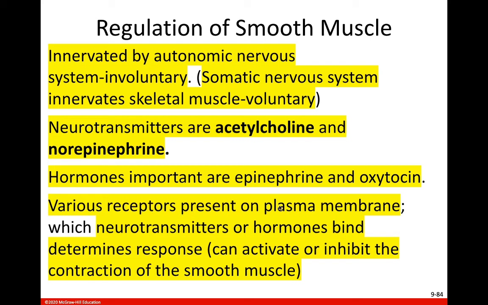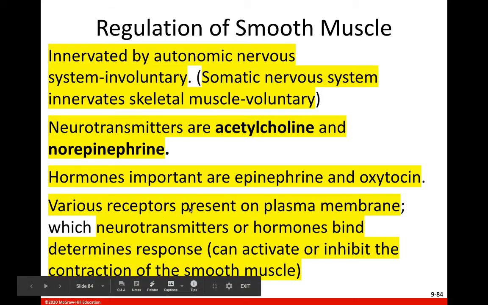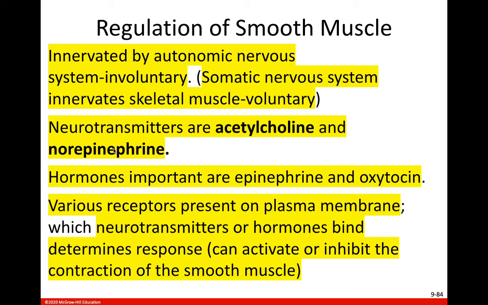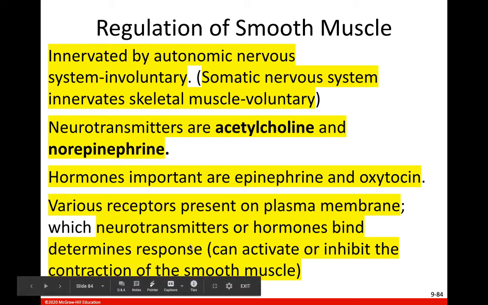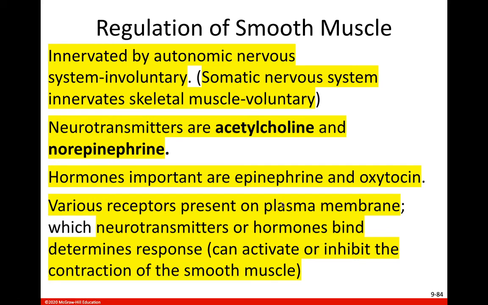There are various receptors on the sarcolemma, the plasma membrane of smooth muscle cells, depending on which neurotransmitter or hormone is binding. We have receptors for epinephrine, oxytocin, acetylcholine, and norepinephrine. We have receptors for all of those in the sarcolemma of our smooth muscle cells. So what response the smooth muscle gives depends upon which one of those neurotransmitters or hormones binds. So for example, when epinephrine binds, that is actually inhibitory for our smooth muscle.